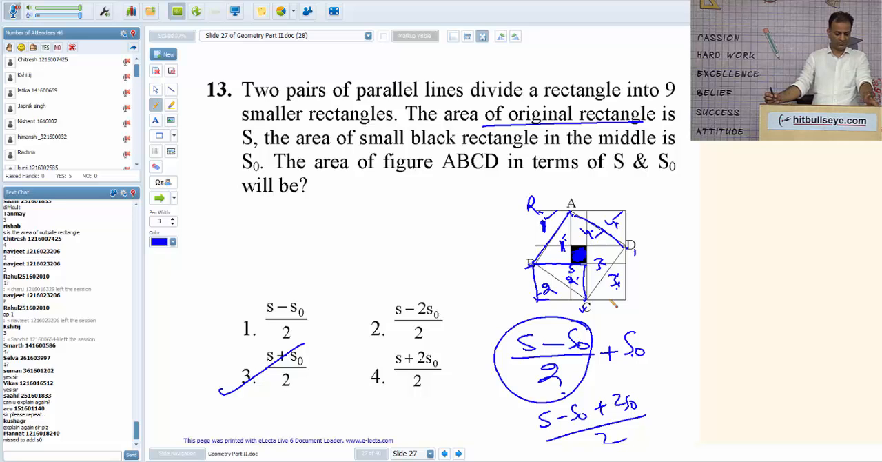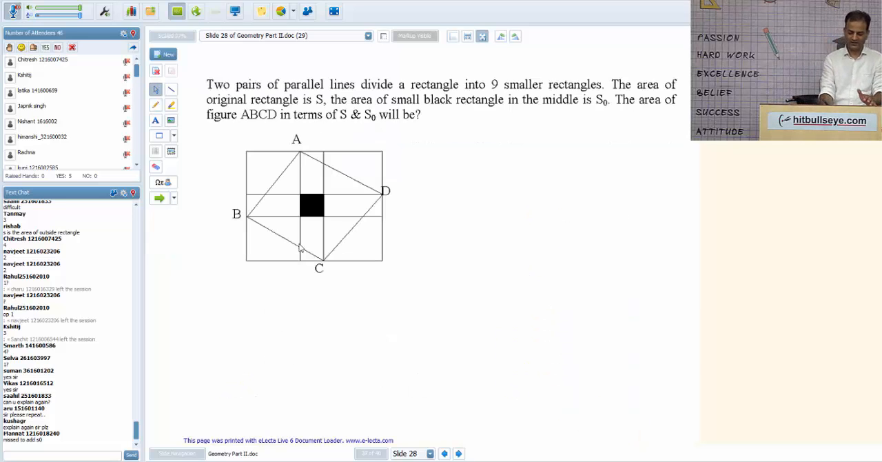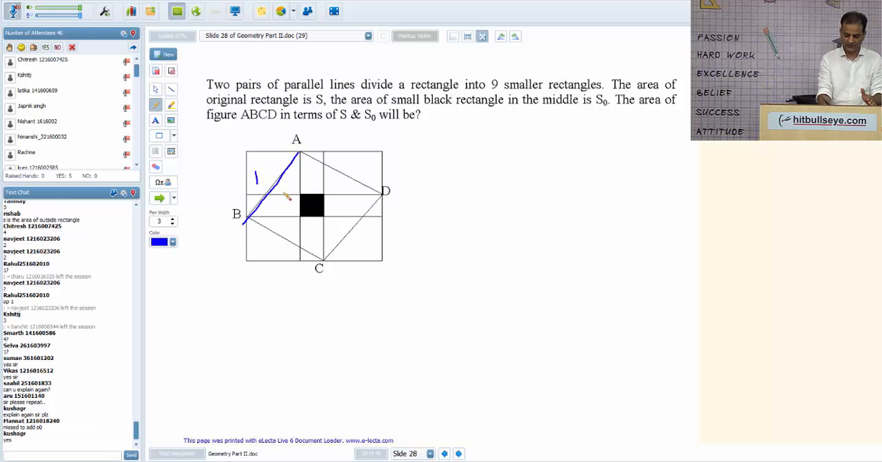Kushagra, should I tell you again? See here, Kushagra. I have taken this area because this is the diagonal. If this is 1, this area will be 1. For this rectangle, this is the diagonal. If the area is 2 units, this will be 2 units.